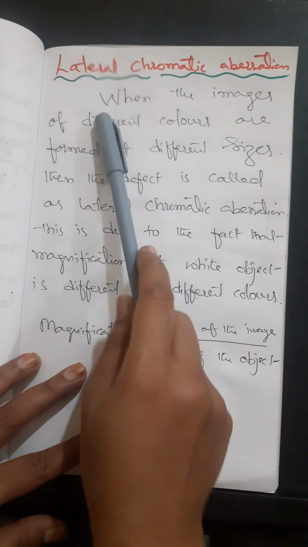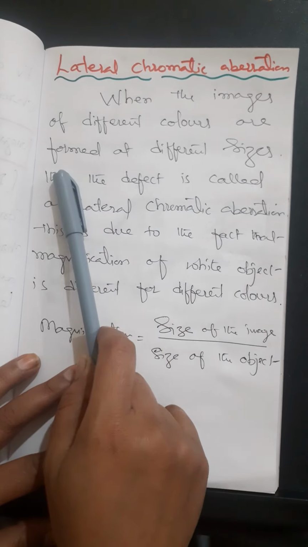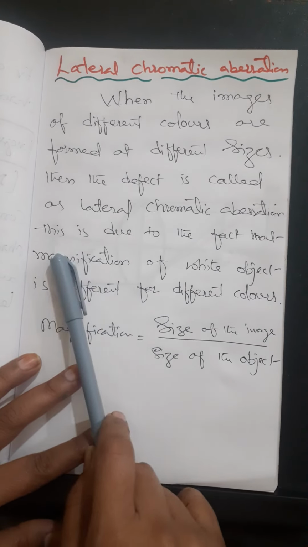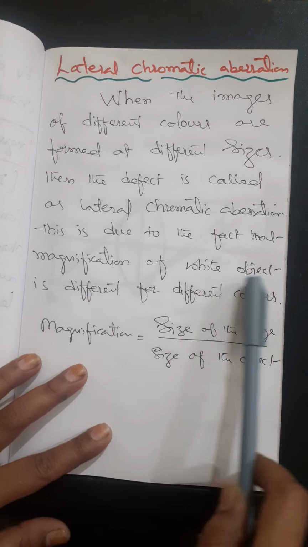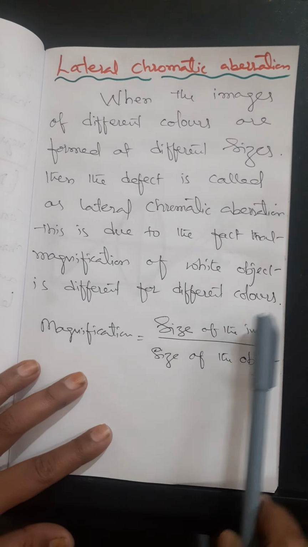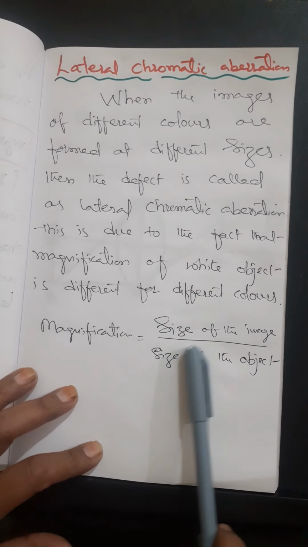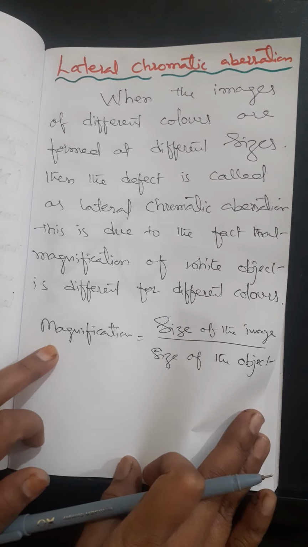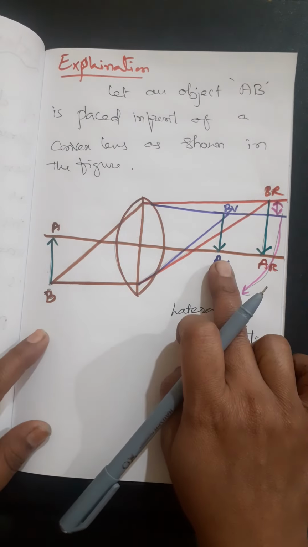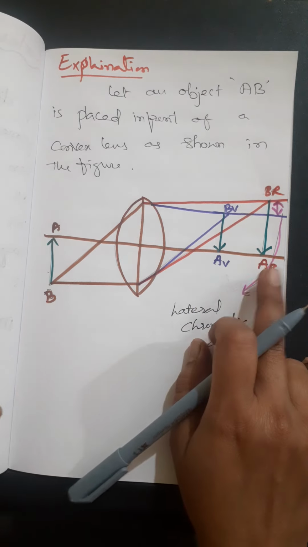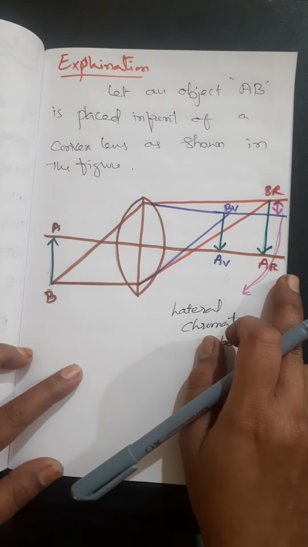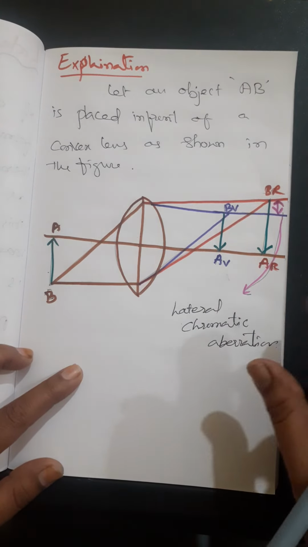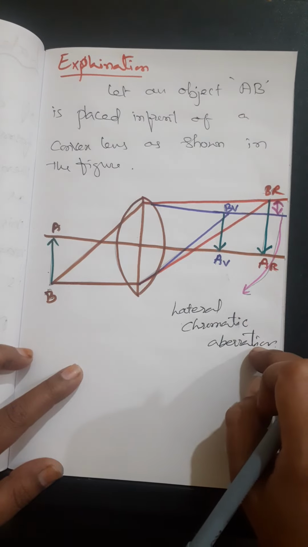Here, when the images of different colors are formed at different sizes, the defect is called lateral chromatic aberration. This is due to the fact that the magnification of a white object is different for different colors. So what is magnification? It is nothing but the size of the image by the size of the object. This magnification is different for violet, for red, for yellow. So due to that you will get images of different sizes. That defect is known as lateral chromatic aberration. Okay, thank you.